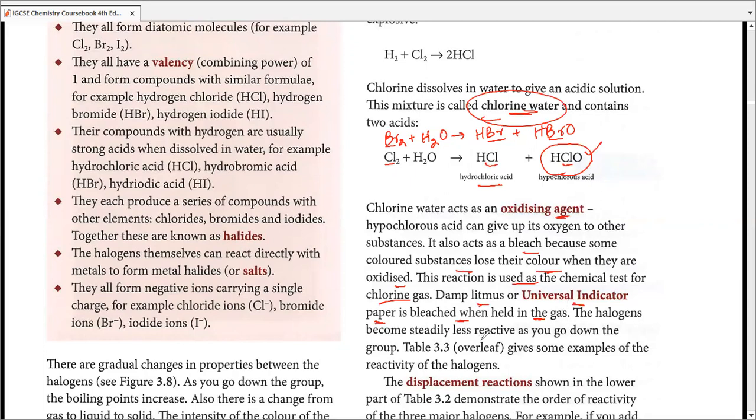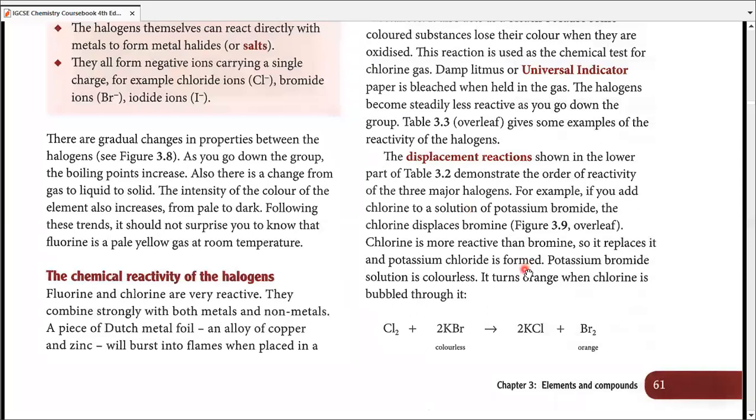The halogens become steadily less reactive as you go down the group. So the reactions of bromine and iodine are going to be less reactive as compared to chlorine. Chlorine is going to have the most reactive of reactions. Make sense? Yes, sir. Okay, so moving on.